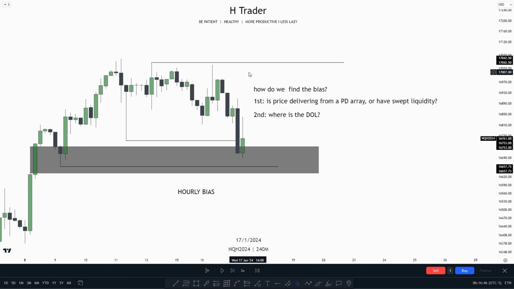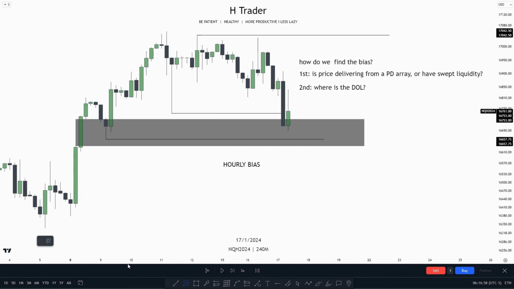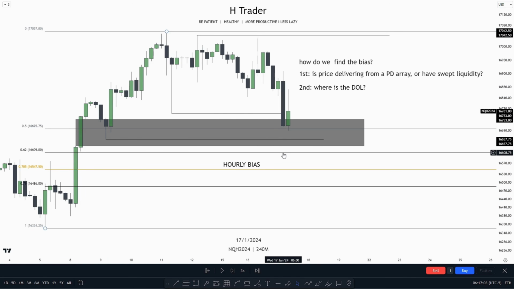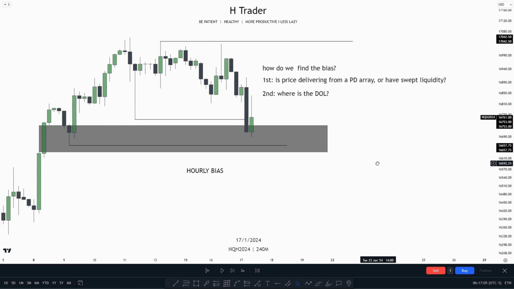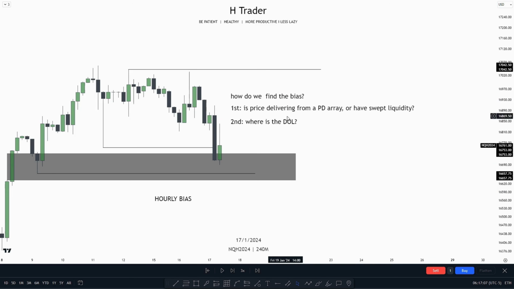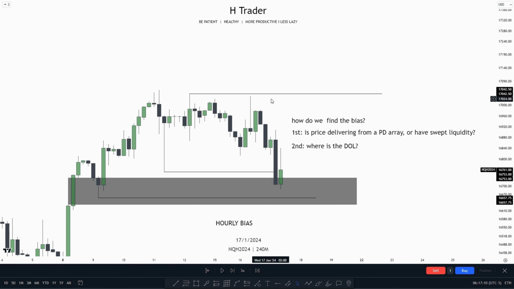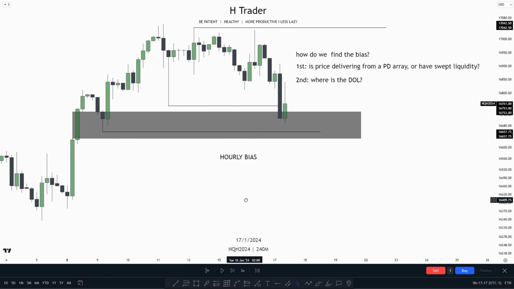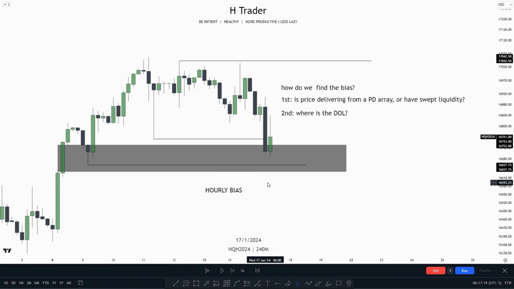The first thing we're going to talk about is how do we find the bias? There are mainly two criteria that we want to focus on. The first one is price delivering from a PD array or having swept liquidity. For this first example, we see the price is delivering from this BISI that is within a discount, which is another bonus. Second, where is the drawn liquidity? We see that we have created equal highs up here, or relative equal highs, which is a great drawn liquidity. So now, what do you think the bias is for this example?